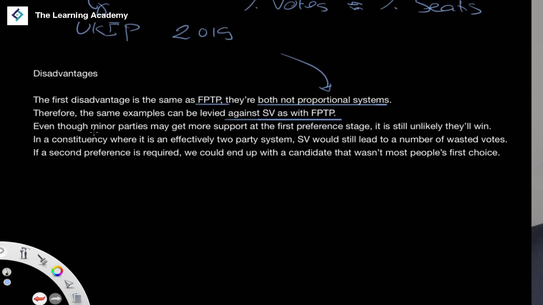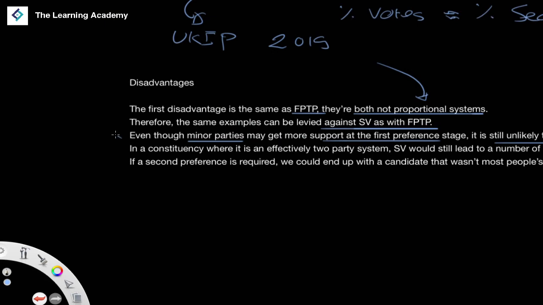Another disadvantage is, even though minor parties might get some more support at the first preference stage, they're still unlikely to win. And this again can be levied against first past the post as well to an extent.